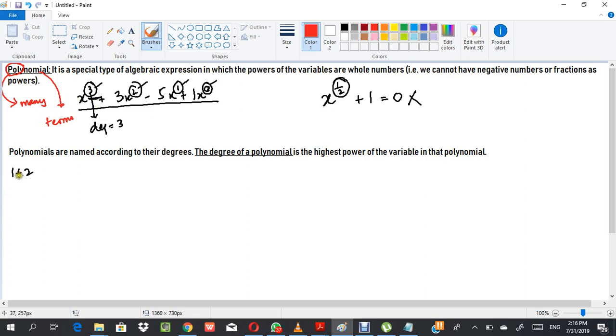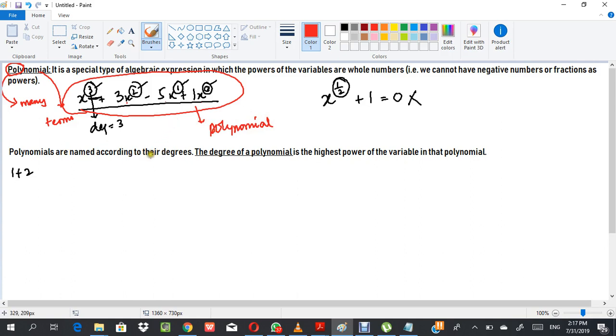So 1 plus 2 is a polynomial with two terms. A polynomial with two terms is called a binomial. A polynomial with three terms is called a trinomial. And beyond that, based on the number of terms, we don't name polynomials. We call all of them polynomials. So if we take this polynomial, let's say, this has 1, 2, 3, 4 terms. So this would be simply a polynomial. I won't call this a tetranomial or anything of that sort.